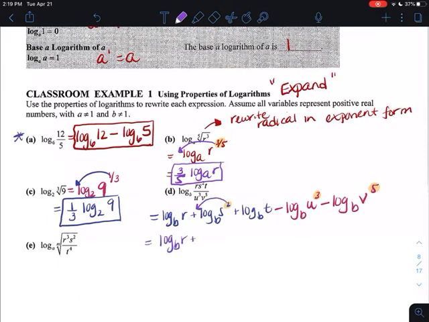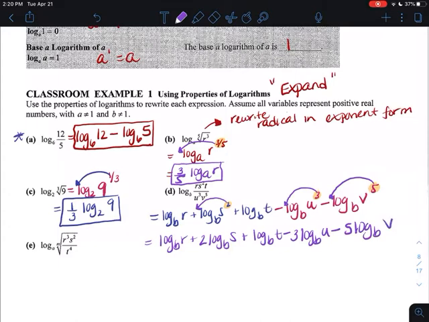So this is log base b of r plus 2 log base b of s plus log base b of t minus the 3 that's here drops right down behind that minus sign in front of the word log. So 3 log base b of u minus the 5 drops down in front of this log. So 5 log base b of v. This is your expanded form of that logarithm.